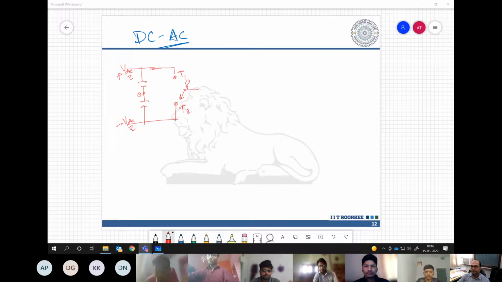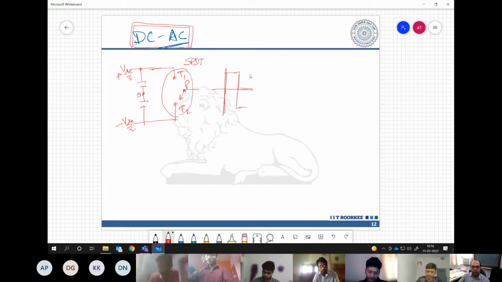So our task is basically to have the DC voltage converted to AC voltage, right? Or DC power getting converted to AC power. And we are using this kind of arrangement: a single pole double throw switch for the voltage source converter to have the output at pole P changing between plus VDC by 2 and minus VDC by 2. This is what we are trying to have.